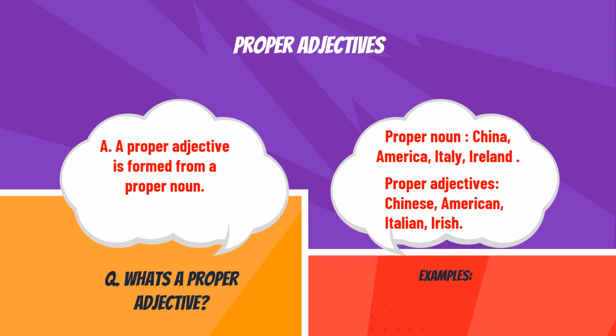Here in the proper nouns, we have China, America, Italy, Ireland. When you change it into a proper adjective, you have to change it a bit. Instead of saying China, you say Chinese. Instead of saying America, you say American. Instead of saying Italy, you say Italian. Instead of Ireland, you say Irish, and etc.